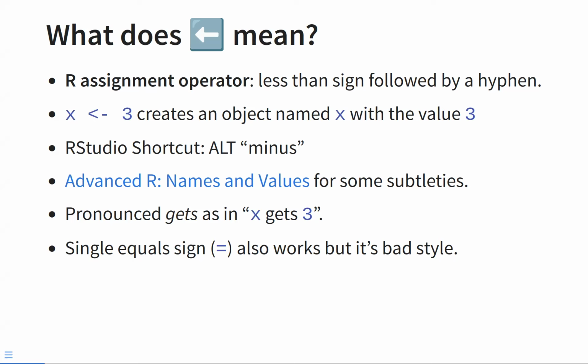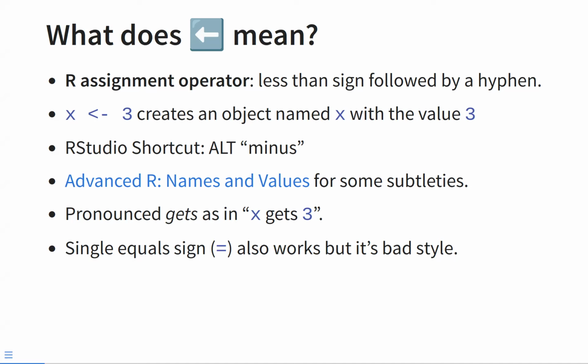There's actually a little bit of subtlety around what it means to assign a value to an object. And if you want to learn more, although it's not really necessary for this course, you can take a look at this chapter in Advanced R, which I've linked from the slides. If you want to read out this assignment operation, you don't actually say x less than hyphen 3. Instead, we have a convention that we use to denote assignment, and that convention is gets. So to read the assignment operation on this slide, we would say x gets 3.